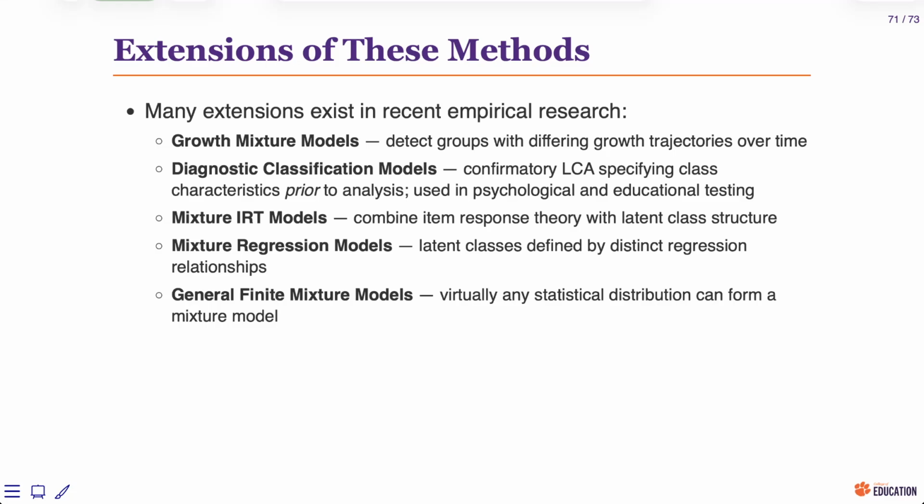Growth mixture models try to detect groups with differing growth trajectories over time. Diagnostic classification models, the area that I have done a lot of research in, are confirmatory versions of these models that try to specify class characteristics prior to your analysis. We use them in psychological and educational tests. There are also mixture IRT models that combine item response theory with latent class models. We can have mixture regression models. So do regression lines fit the same for all of your data?